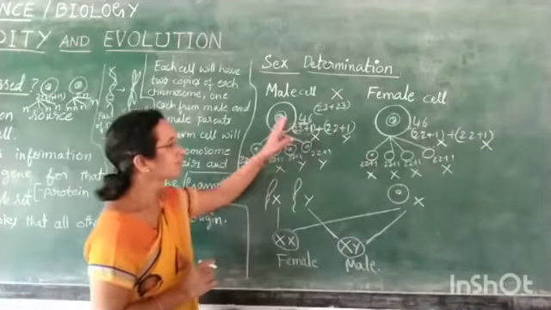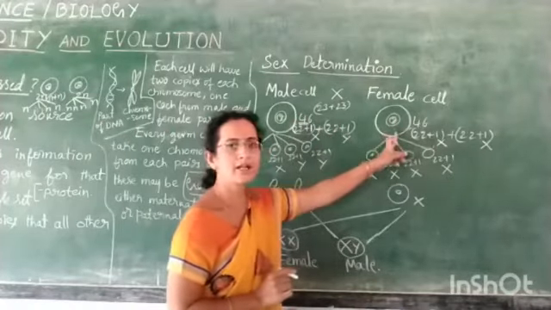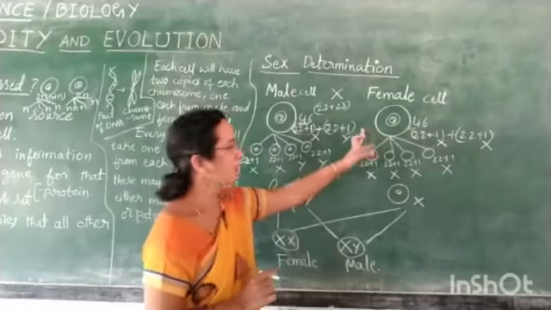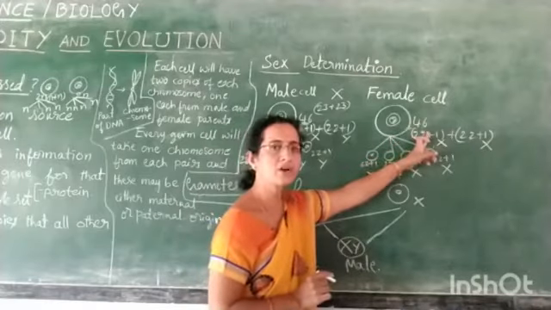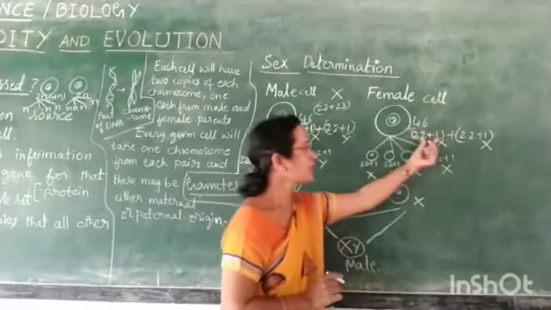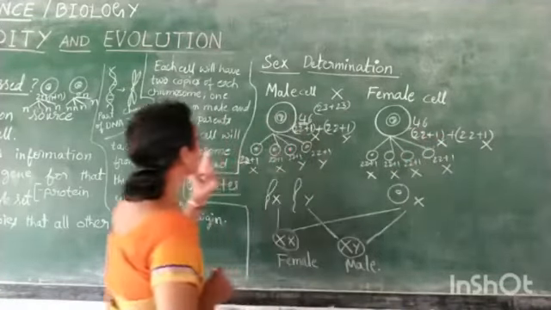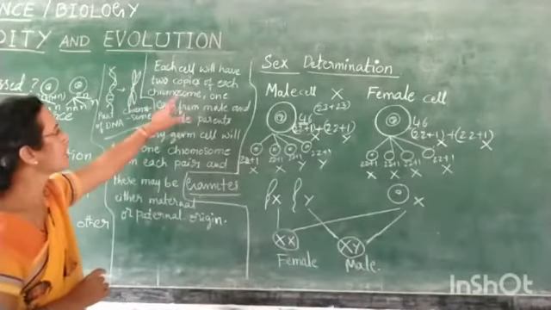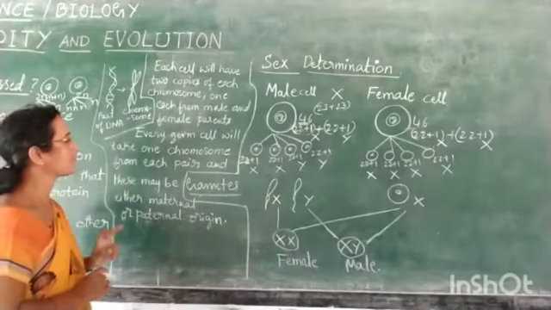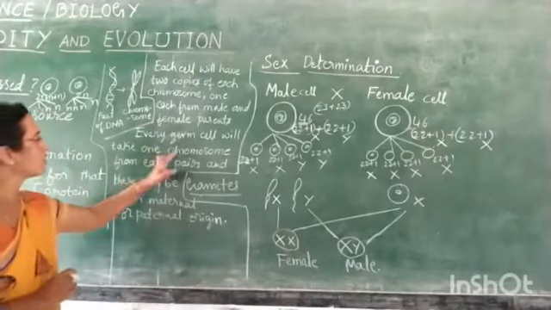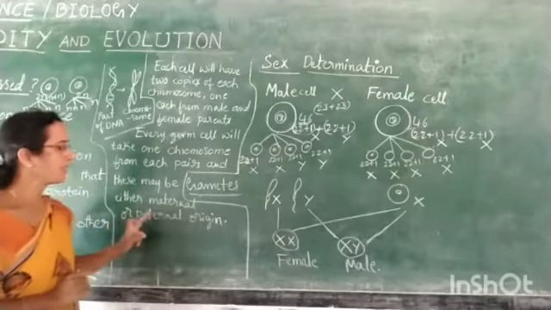Here the female cell will also have a similar phenomenon. The reproductive cell in the mother will again have 46 chromosomes, where you can see 2 sets of chromosomes, 23 plus 23. Each cell will have 2 copies of each chromosome, one each from male and female parents. So every germ cell will take 1 chromosome from each pair, and these will be of either maternal or paternal origin.